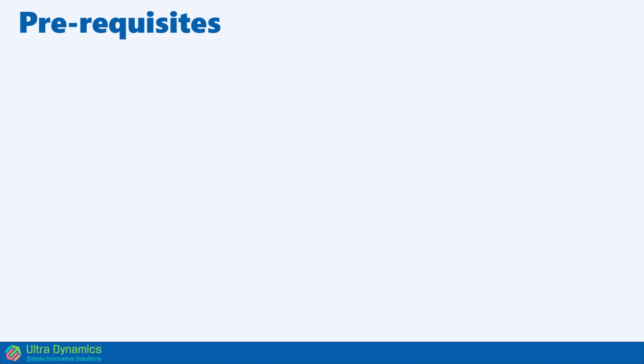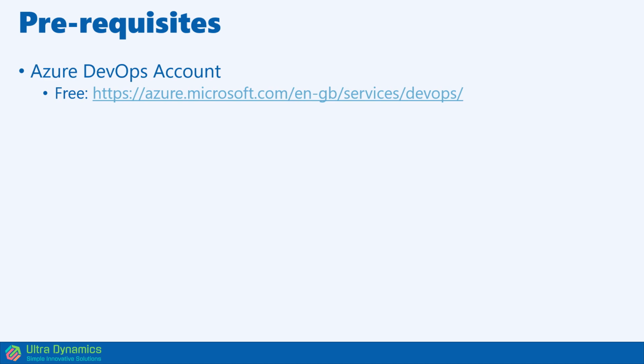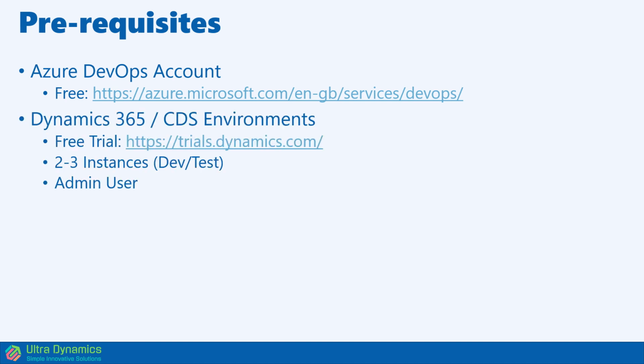Before you get started using the Power DevOps tools, here are a few prerequisites you will need. First, you will need an Azure DevOps account. If you don't have one already, you can sign up for a free account using this link. Next, you will need 2 to 3 Dynamics 365 or CDS environments. This is required to promote solutions across environments, as you will see shortly. If you don't have an environment or you don't want to try in your existing environments, you can sign up for a free trial using this link.